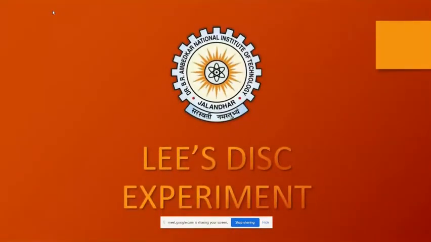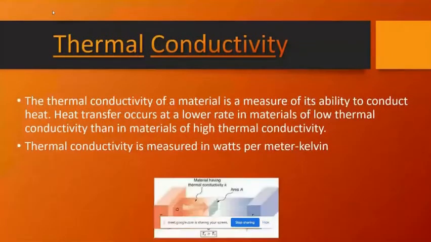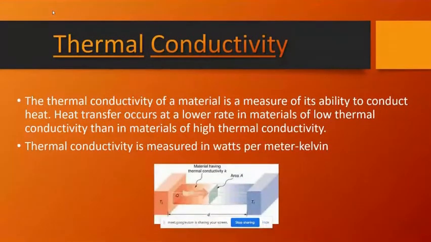This time the experiment we are going to present is based on Lee's disc. Talking about thermal conductivity: thermal conductivity of a material is a measure of its ability to conduct heat. As you can see in the image, T2 is greater than T1. Therefore, heat is being transferred from high temperature to low temperature. Thus, we can conclude that in thermal conduction, heat transfers from higher temperature to lower temperature.